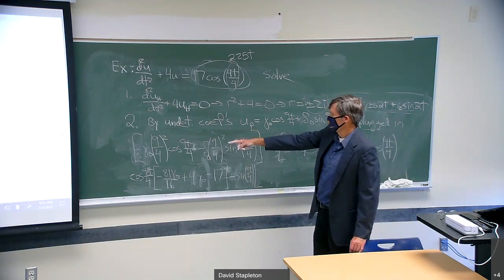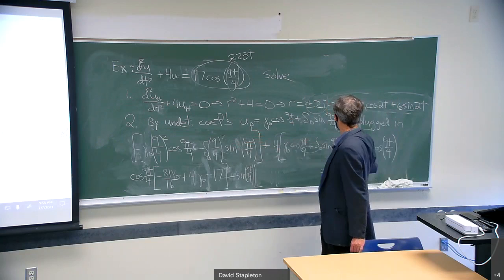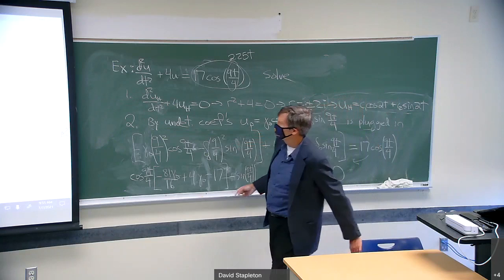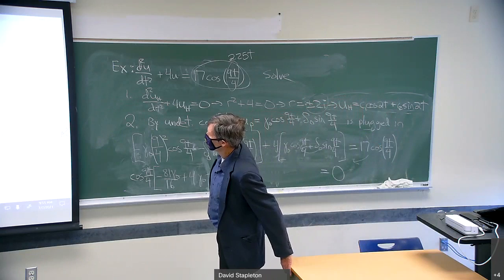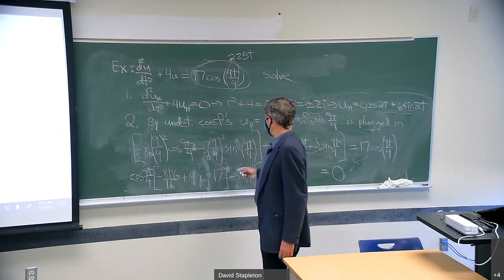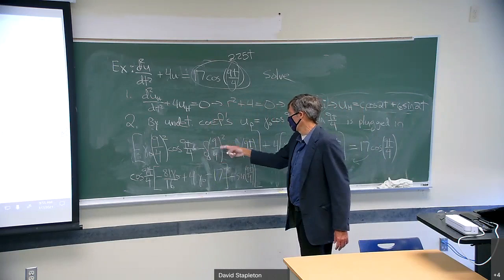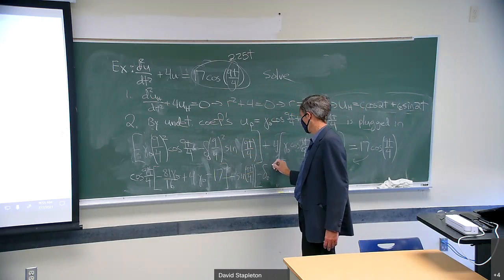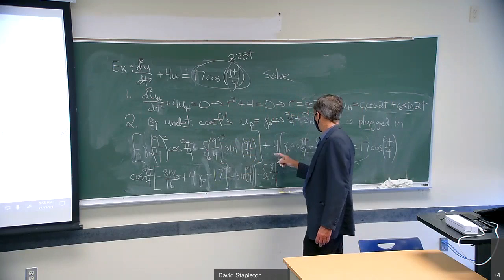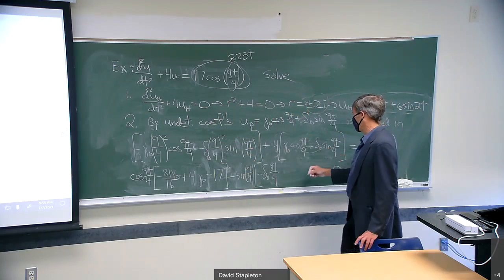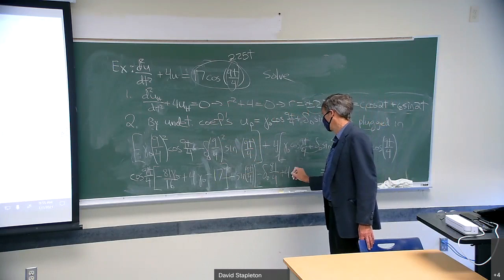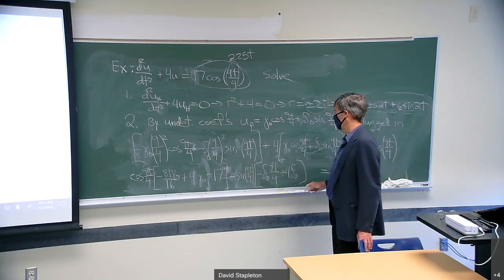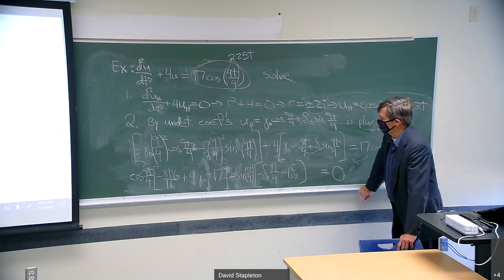Okay, so minus 81/16 plus 4 minus 17. And then the sine terms are minus delta 0 times 81/4 plus 4 delta 0. And that's it. There's no more sine terms. All this is equal to 0. Well, how can this be equal to 0? For what values of gamma 0 and delta 0 will that be equal to 0? Anybody know?